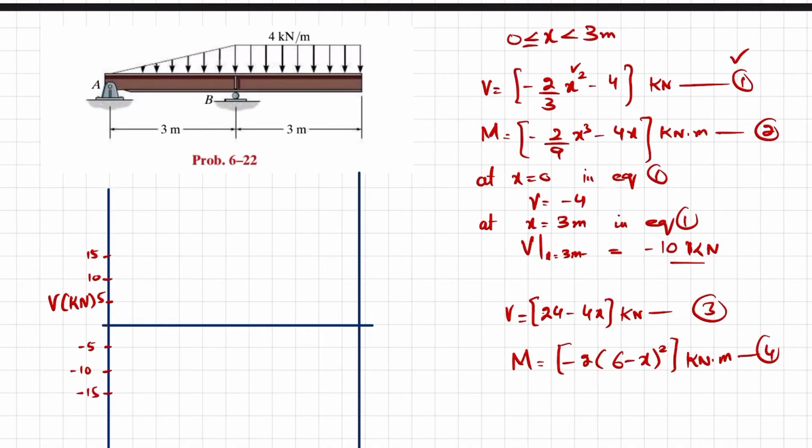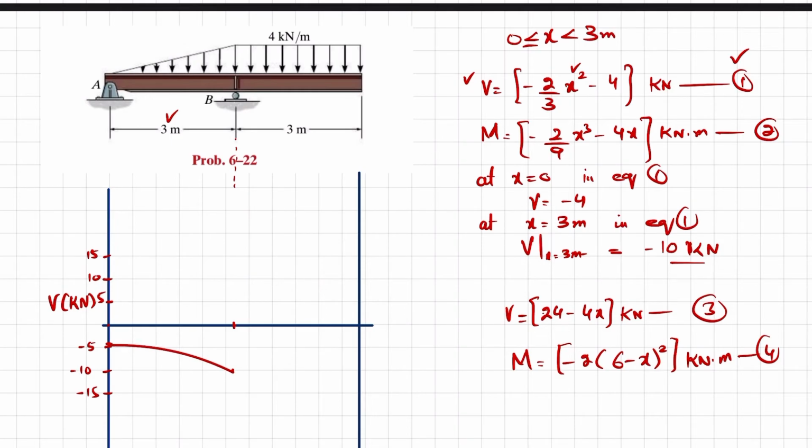So at x is equal to 0, it was minus 4, so let this be minus 4. At x is equal to 3, so this is 3 meter. You can see I have projected it. At x is equal to 3, it's minus 10, so minus 10 is this one. Now shear force is a second degree equation and negative, so this will be a second degree curve and clockwise.